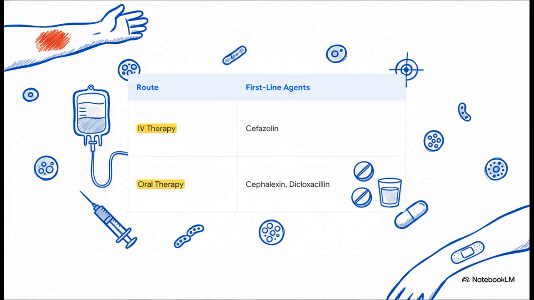They have awesome, focused activity right where we need it. And this table just drives that point home. For a patient who's in the hospital with uncomplicated cellulitis and a low risk for MRSA, IV cefazolin is a fantastic choice. If they're stable enough for oral therapy, then cephalexin or dicloxacillin are your go-tos. See? Simple, narrow, and super effective.